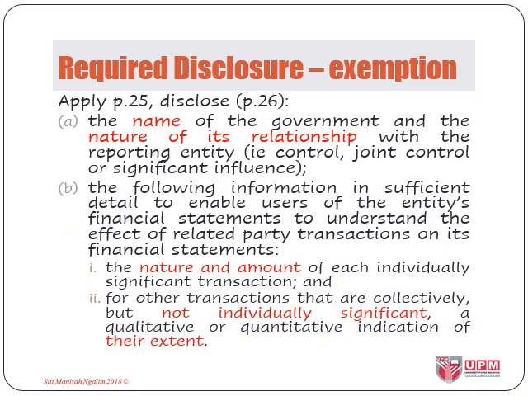If the exemption applies, the reporting entity must disclose the name of the government and its relationship, as well as the information about the nature and amount of their transactions individually if the transactions are significant. For transactions that are not individually significant but collectively significant, the entity must disclose the quantitative or qualitative indications of their extent.